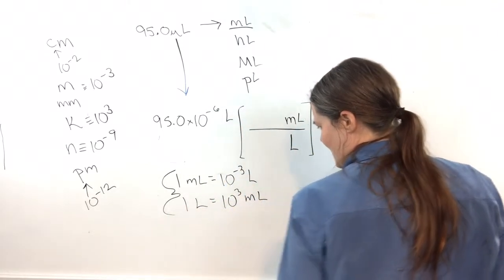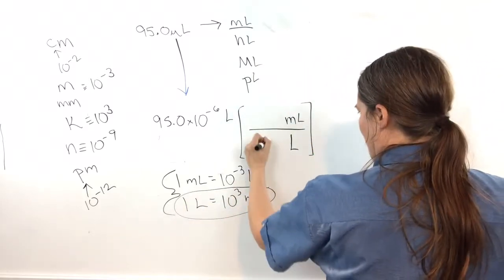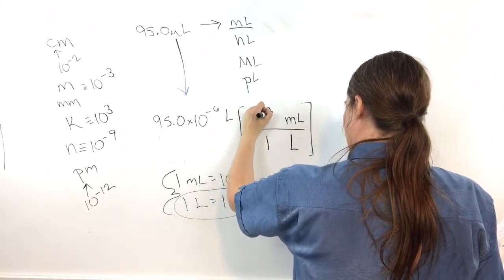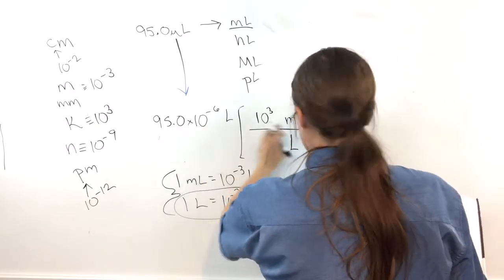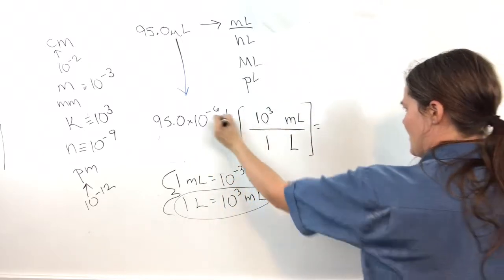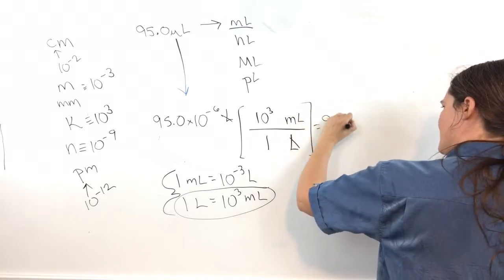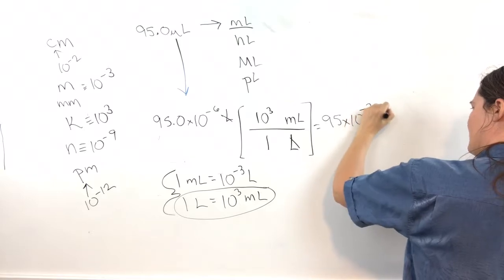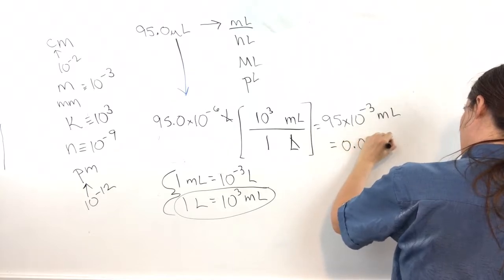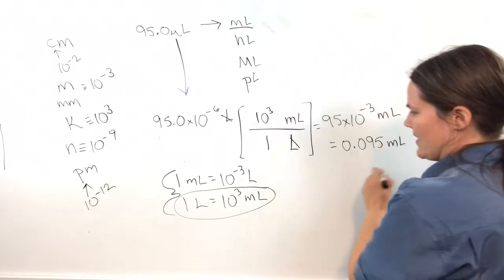You could use either of these. I'm going to use this one. I want liter on the bottom, so I have 1 liter, and then 10 to the third milliliters. If I work through the math, 95 times 10 to the negative 6 times 10 to the third, liters cancel, I end up with 95 times 10 to the negative 3 milliliters. This is also equal to 0.095 milliliters.